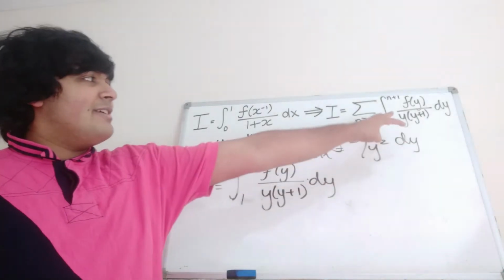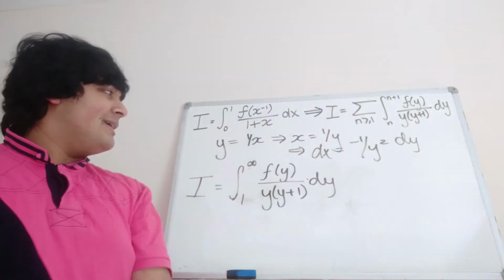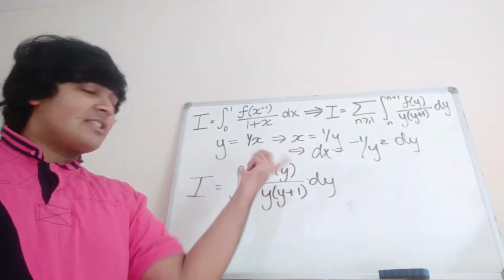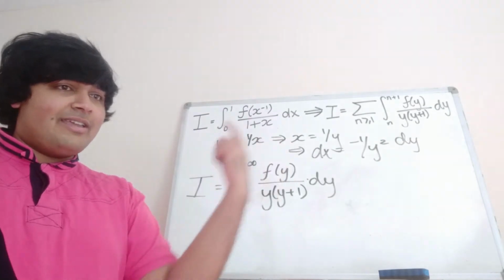So it's kind of looking very similar to this, except we've got an infinite sum here. But what we can do is we can just split this integral and look at it in between all the integers.